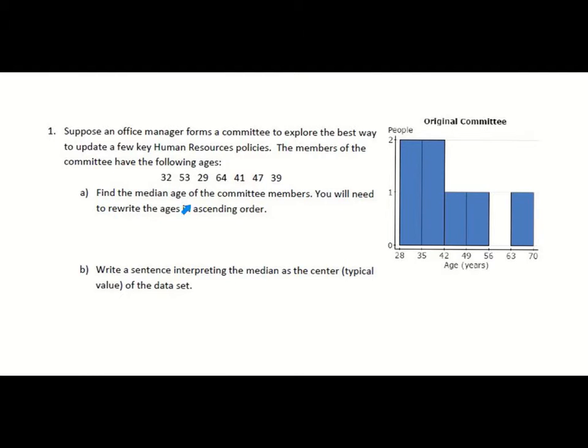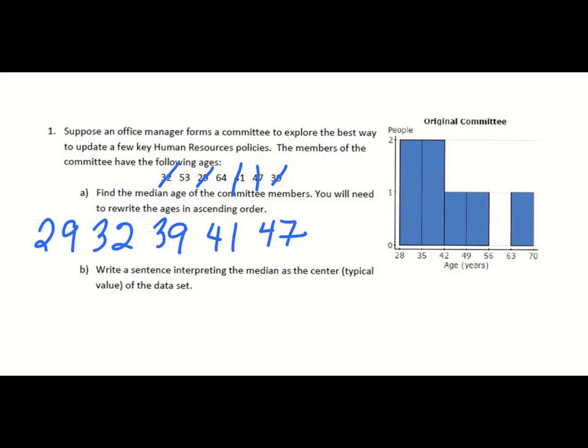So you're going to need to write the ages in ascending order first. Ascending order basically means smallest to largest. So I'm going to write them in numerical order: 29 is my smallest, then 32, then 39, then 41, then 47, then 53, then 64. You need to write them in numerical order first.